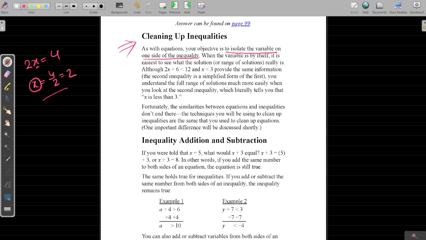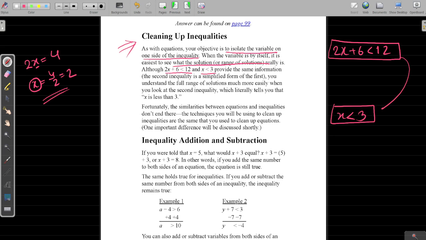Why do we need to isolate? Because you will find the solution easily. So look at this. Although 2x plus 6 less than 12 and x less than 3 provide the same information, let me write them: 2x plus 6 less than 12, and the other one is x less than 3. This one is an inequality and this is another inequality. Basically both are the same, but whenever you notice, you will feel that this one is quite easier.